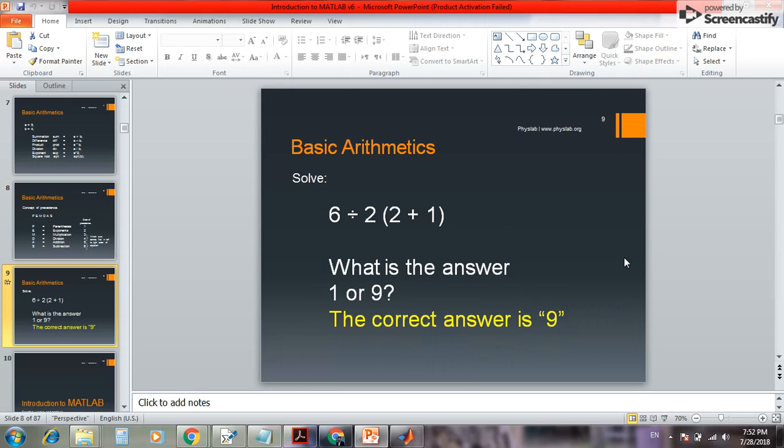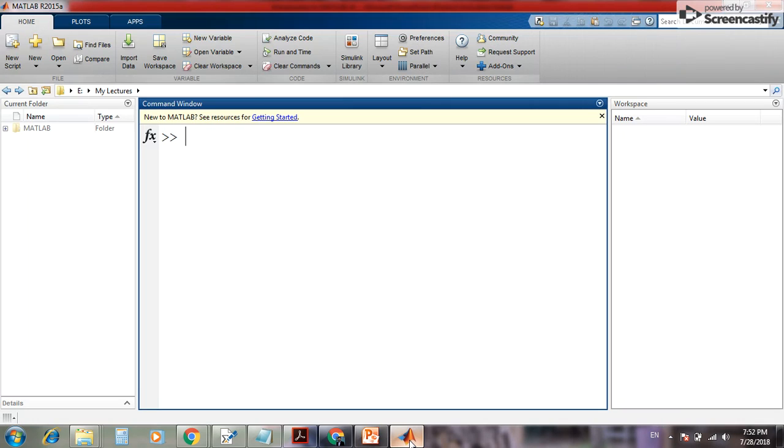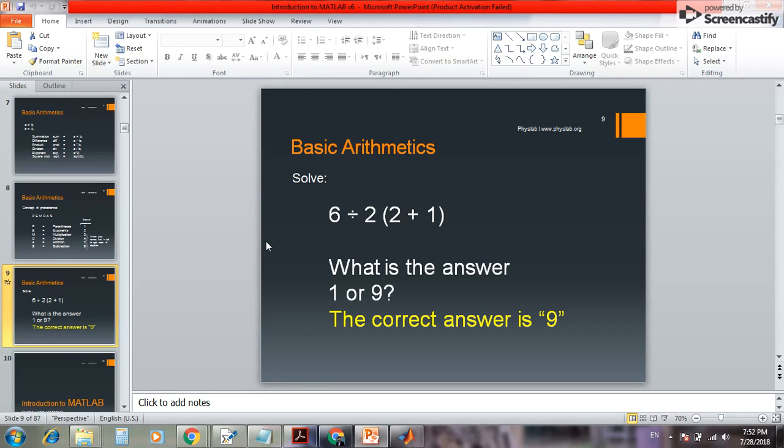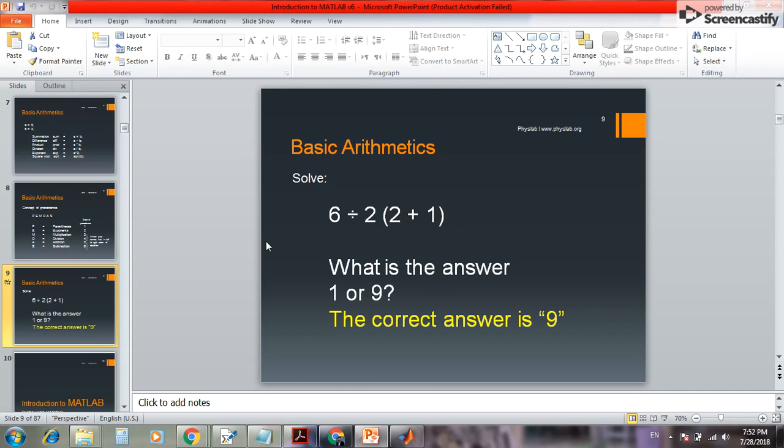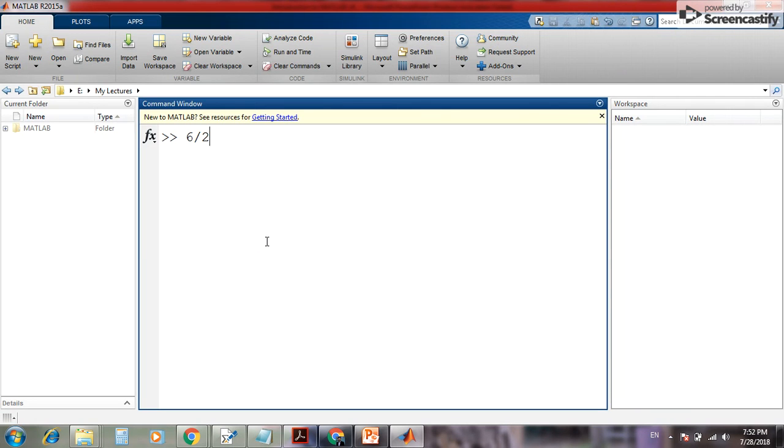Now let's see whether MATLAB follows this precedence or not. So the equation says 6 divided by 2 multiplied by 2 plus 1. Now remember, if you remove this asterisk from in between, MATLAB does not know what it has to do with these two things. It needs the mathematical operator in order to understand how it is going to solve this equation.